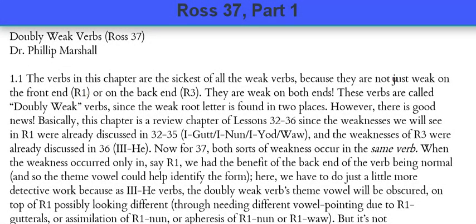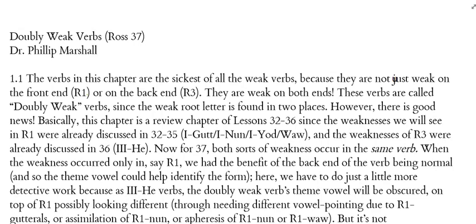Well, we're finally near the end of our discussion of the Hebrew verbal system, and at least how to form the different forms of the Hebrew verbal system. In chapter 37 of the Ross textbook, we meet a chapter called doubly weak verbs. Doubly weak verbs. And the verbs in this chapter really are sick verbs.